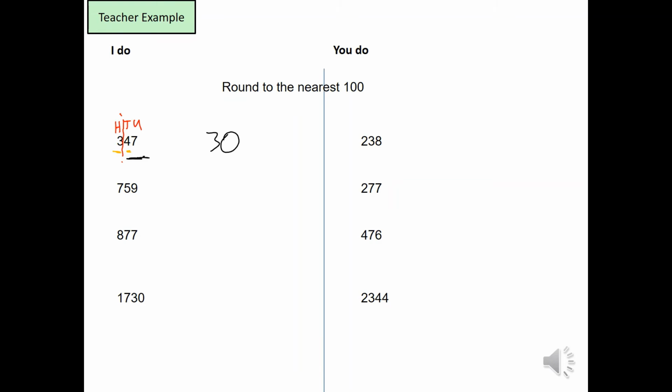That becomes 300. Okay, next we have the units, the tens and the hundreds. We're going to do our dotted line here.